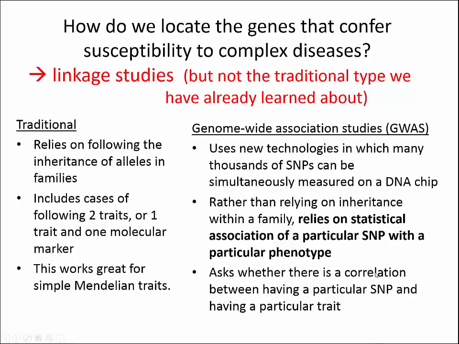And rather than looking at the inheritance within a family to see whether that particular SNP, along with the disease, was inherited in your particular family, a GWAS study simply looks for a statistical association of a particular SNP with a particular phenotype. So, in other words, if you have a particular SNP, you are more likely to have a particular phenotype. It's looking for correlations here.